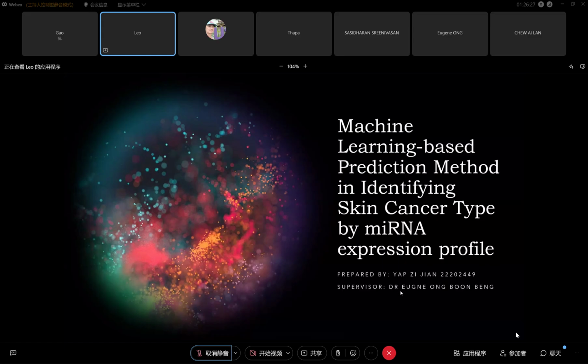My matrix number is 222-02449. And then main supervisor is Dr. Eugene, and co-supervisors will be Dr. James and Dr. Lee from Codon Genomics. Oh yeah, because I got this project from an external company. So yeah, they will be my co-supervisors in helping me with the more technical part about machine learning.